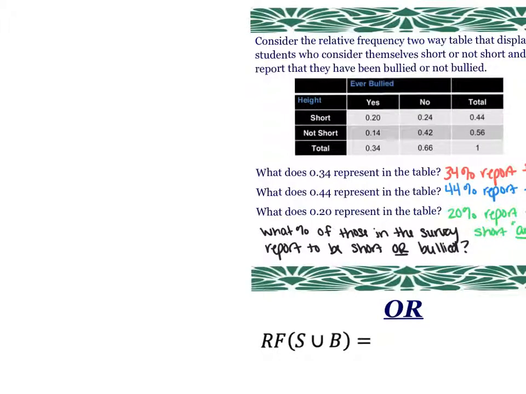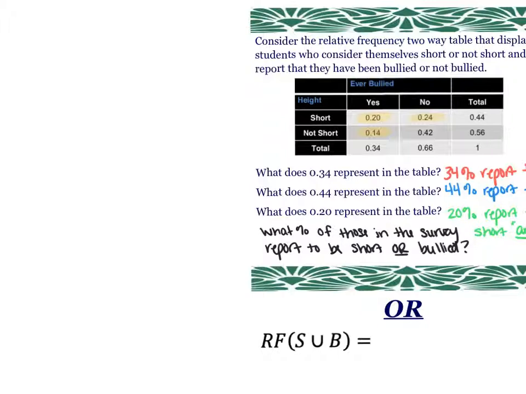Okay everyone, welcome back. So in class, there were two main ways that I saw students approach this problem. Probably the most popular way was to consider all of the people who report to be short. So they said, all right, I've got 20% here and 24% here who consider themselves to be short. So they definitely have to be included. But I also want to include the people who are bullied. So I'm going to go to the no short row and the yes column for bullied and look at this 14%. I want to make sure I include them too because they are bullied, so they satisfy. And then the 42% that say they're not bullied and not short, I'm not going to be including them.